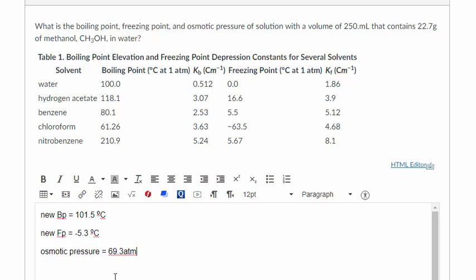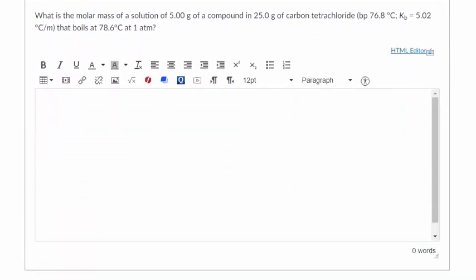Number 6, what is the molar mass of a compound if 5 grams of it in 25 grams of carbon tetrachloride gives a solution with a new boiling point? You're given the boiling point, the Kb, and the new boiling point that contains this amount of substance. The first thing we'll do is calculate the change in temperature. We were given a new boiling point with something in it at 78.6. The original boiling point was 76.8.